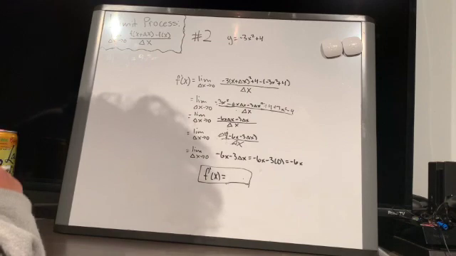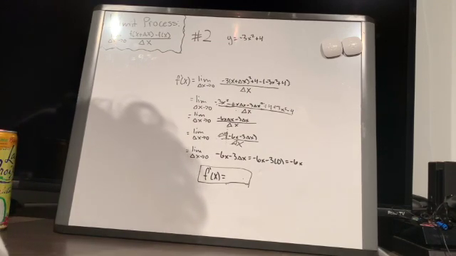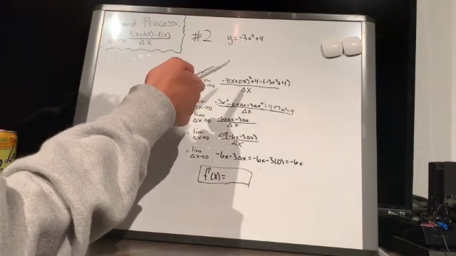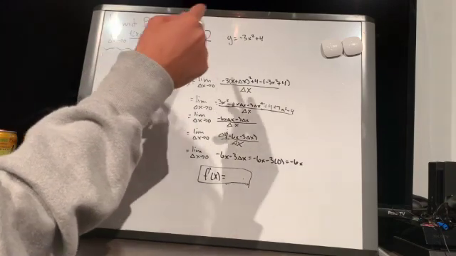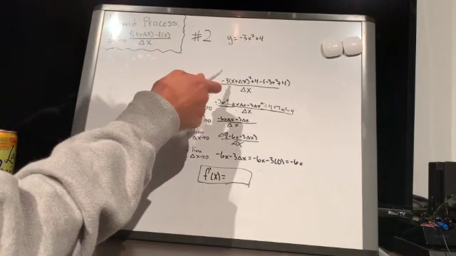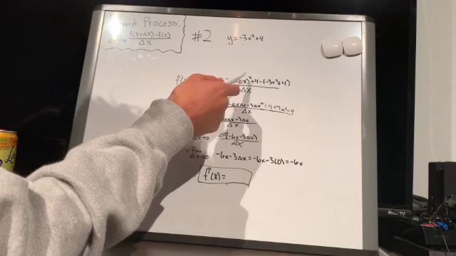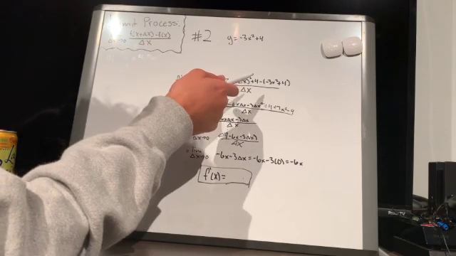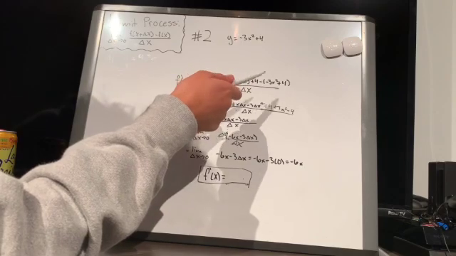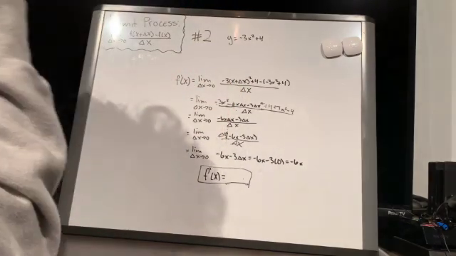So for problem number 2, we're trying to find the derivative of y equals negative 3x squared plus 4. And for this one, we're going to be using the limit process like we did in the first. So we're going to start by plugging it in, which gives us, for the first one, we're going to plug in x plus delta x, which gives us negative 3 times x plus delta x squared plus 4. And then we have the f of x, which is minus negative 3x squared plus 4 all over delta x.